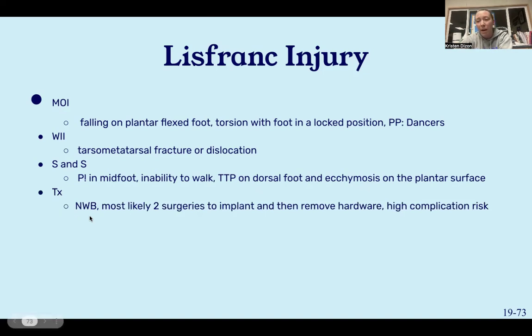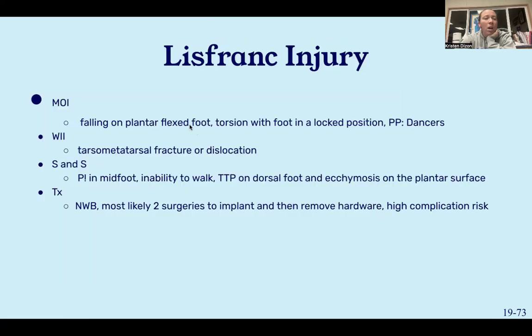Treatment, you're going to be non-weight bearing because every time you step, you're causing a problem. Most likely, you're going to need two surgeries to implant hardware, be non-weight bearing for 6 to 8 weeks, and then remove the hardware. And again, not be able to risk going back to sports yet. It's a high complication risk. It's not a great surgery. Outcomes aren't always great. It's a really hard injury to deal with, and it's really important that you do deal with it.